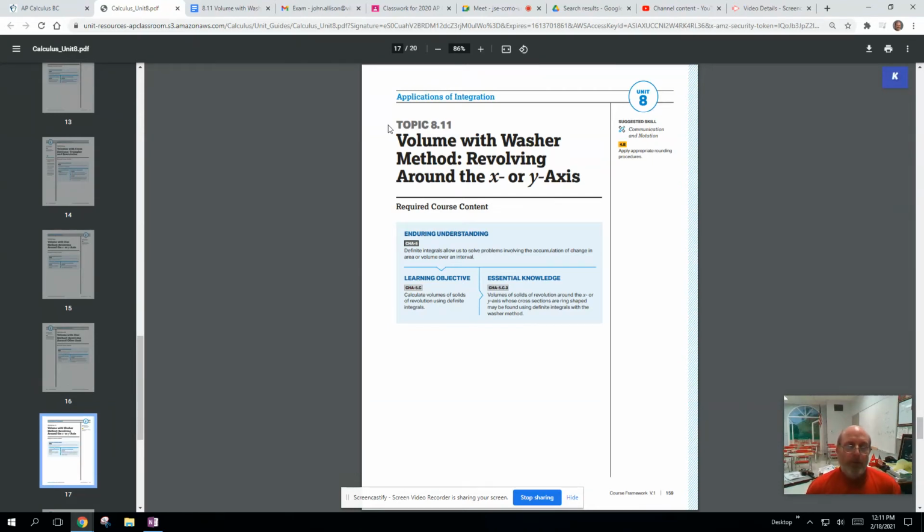Okay, we're going to do topic 8.11 in the AP Calculus curriculum today: volume with the washer method, revolving around the x or y axis. Calculating volumes of solids of revolution using definite integrals. This time we're going to use solids of revolution around x whose cross sections are ring shaped, which may be found using definite integrals with the washer method.